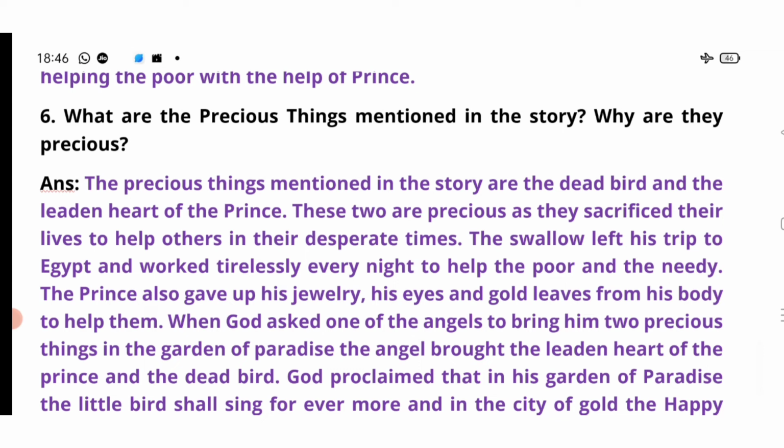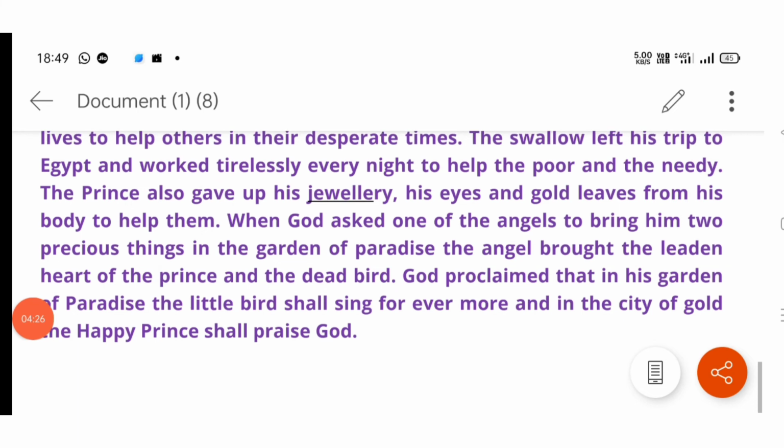The swallow left his trip to Egypt and worked tirelessly every night to help the poor and the needy. The prince also gave up his jewelry, his eyes and gold leaves from his body to help them.